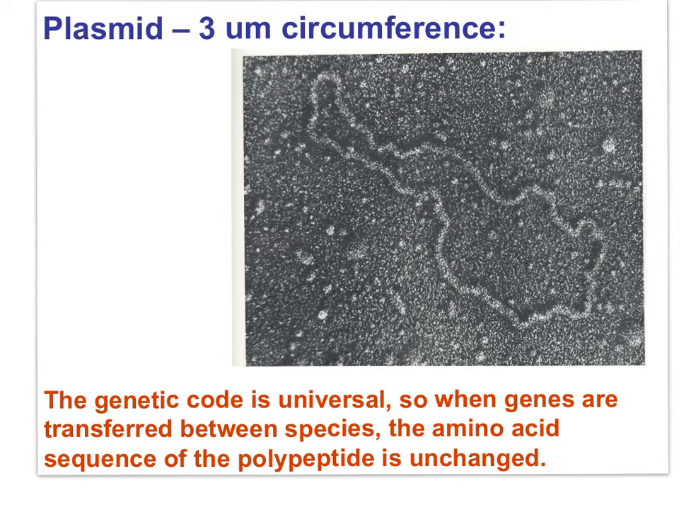Here is an electron micrograph of a plasmid. You can clearly see it as a complete ring. Remember that DNA from different species can be joined because the genetic code is universal. So when genes are transferred among different species, the amino acid sequence of the polypeptide will be unchanged.